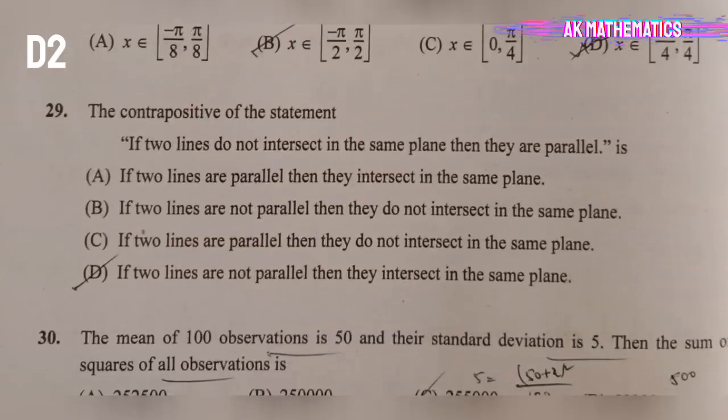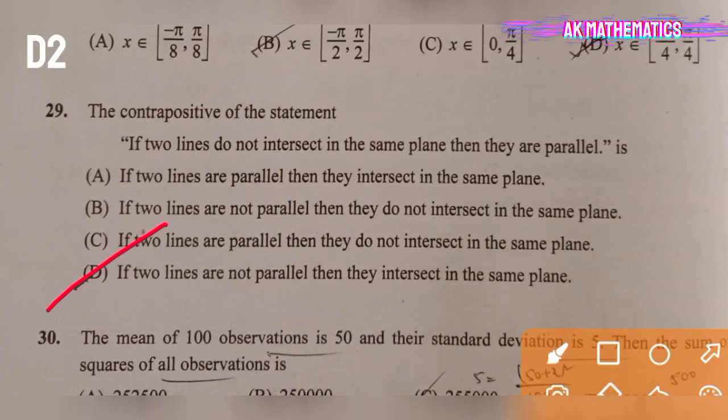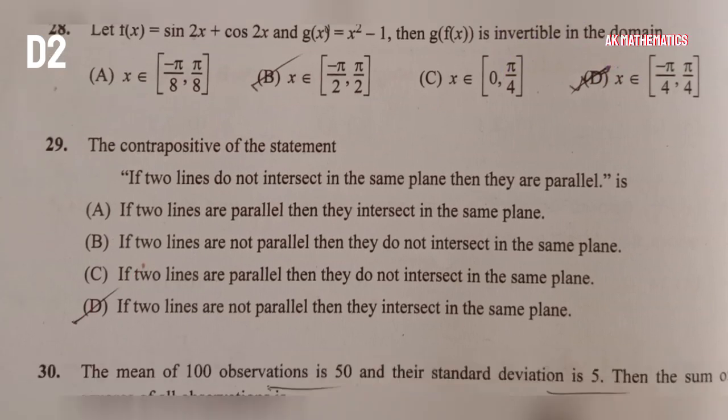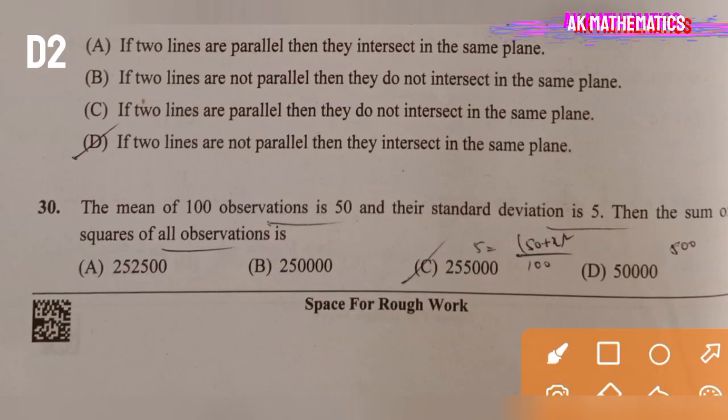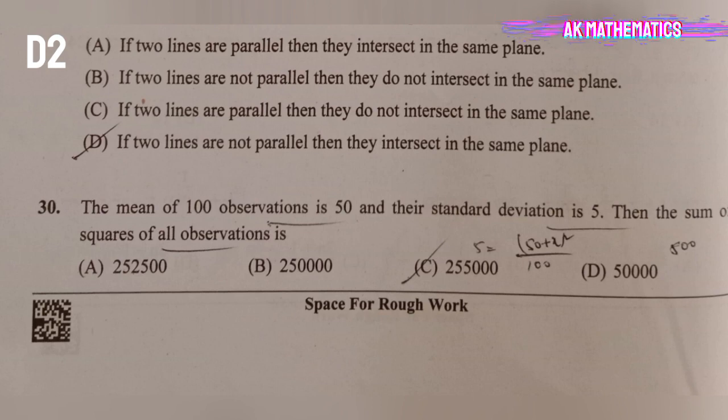If two lines are not parallel, then they intersect in the same plane. 30th question, the answer is A, 252500. So this question was repeated, I guess, in the year 2013. 30th question was repeated from 2013. If you have solved the previous question papers, then you will get to know.